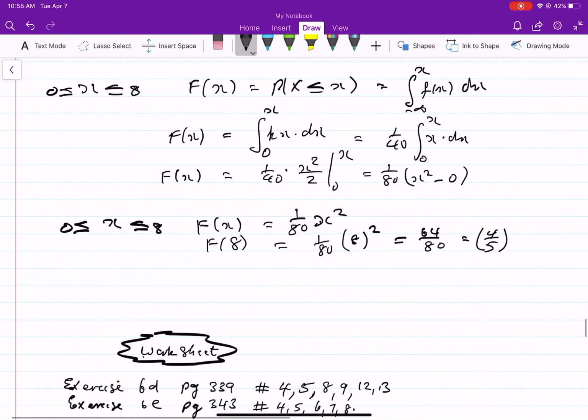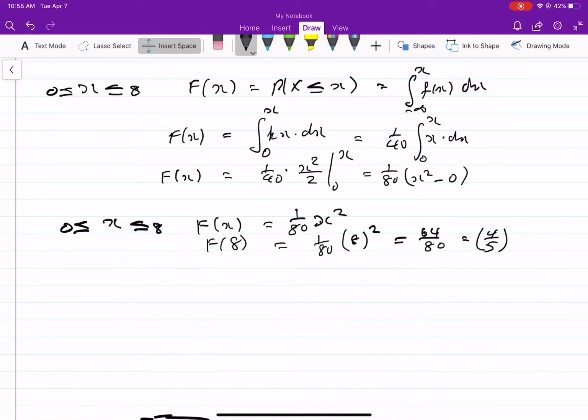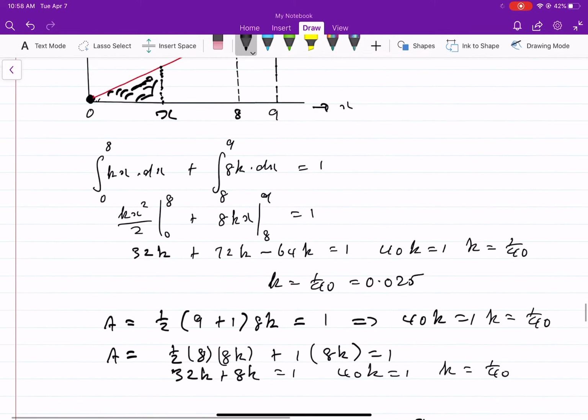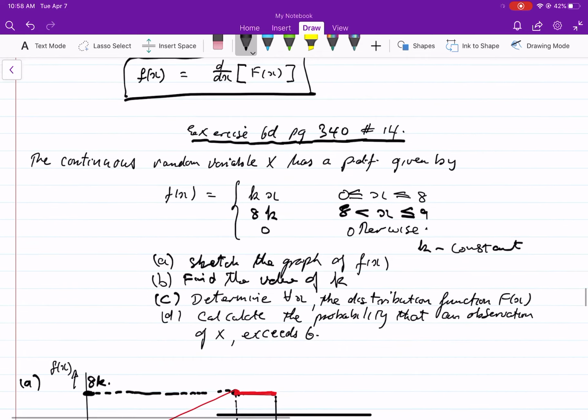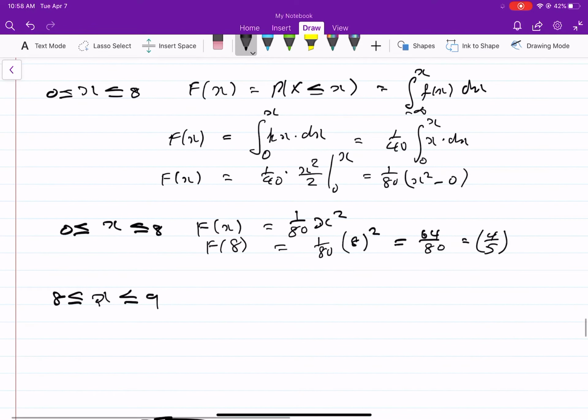All right. And I can get that directly from the big F of x function. The next thing I want to do is check what's happening between 8 and 9. For x between 8 and 9, remember I have another part of this function that exists between 8 and 9. It's 8k. Small f of x is equal to 8k, and k is 1/40, so that's 8 times 1/40th. So the value of f of x is 1/5.